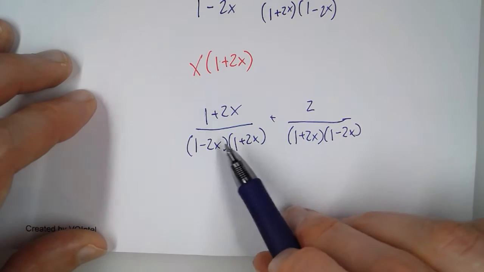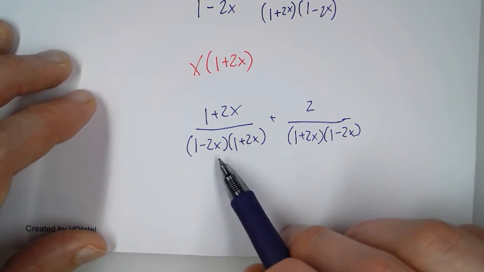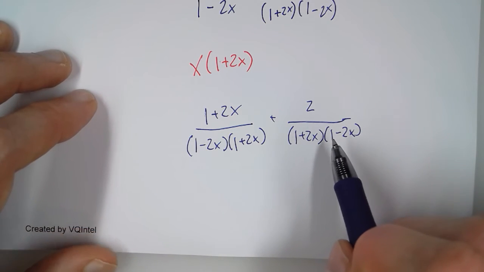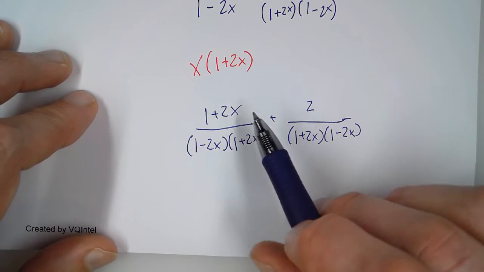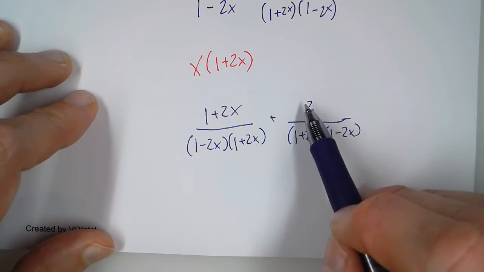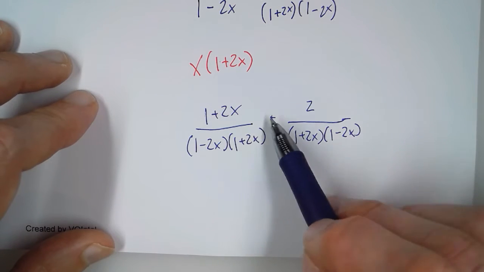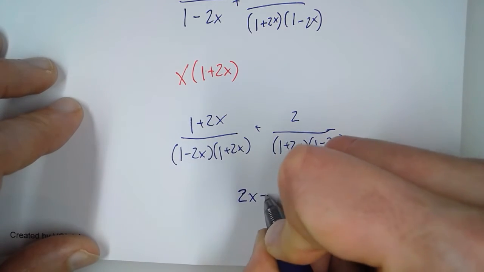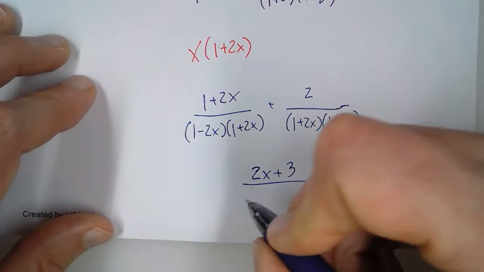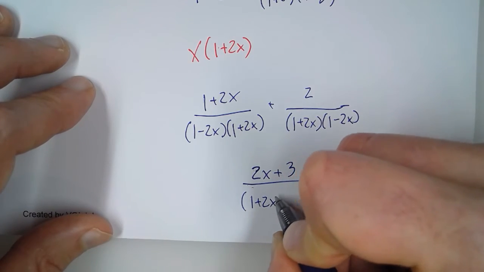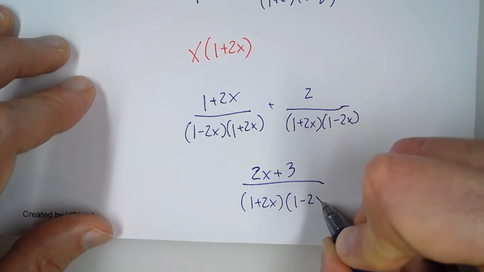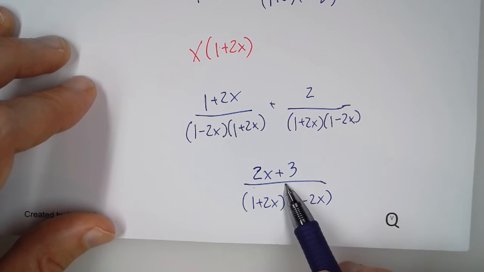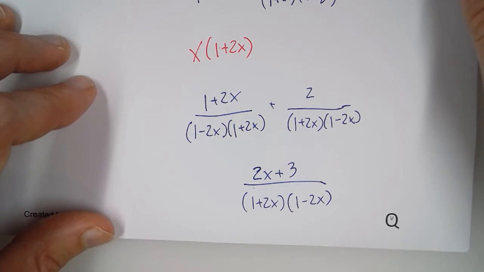Now we have the same denominator. Remember, multiplication is commutative, so the fact that we multiply these in different orders is okay. So we have 1 plus 2 is 3, and then 2x plus, there's no x here. So that means we have 2x plus 3 all over (1 + 2x) times (1 - 2x). 2x and 3 have nothing in common, so nothing can be factored out and nothing can be canceled.